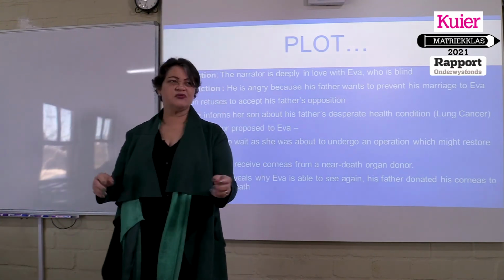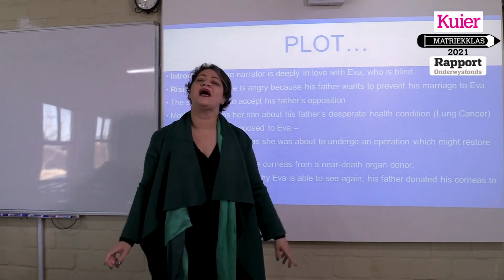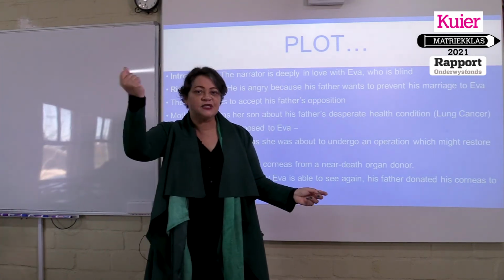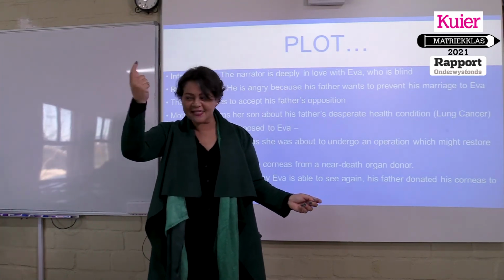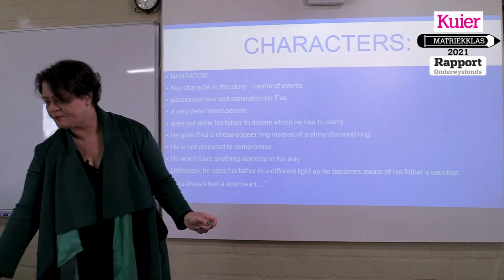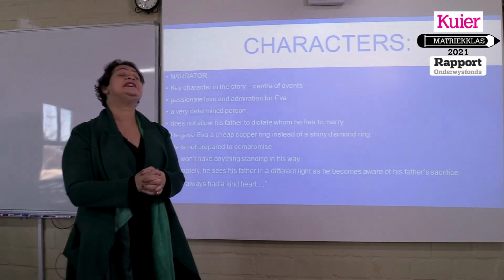You will marry a woman who can see. And his son says that to him, so if she's blind, why don't you give her your eyes? Give her eyes so that she can see. And that sparks an idea with the dad. And that's exactly what he does. Okay? So, the character is in this story.